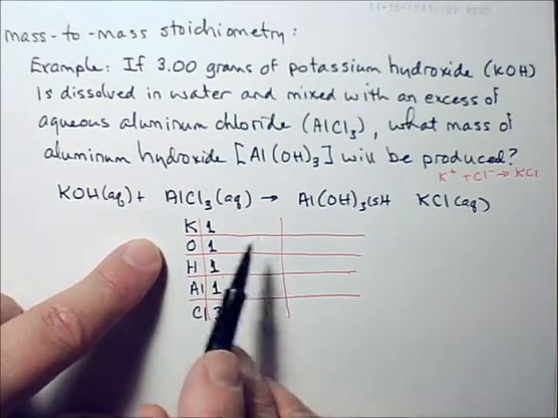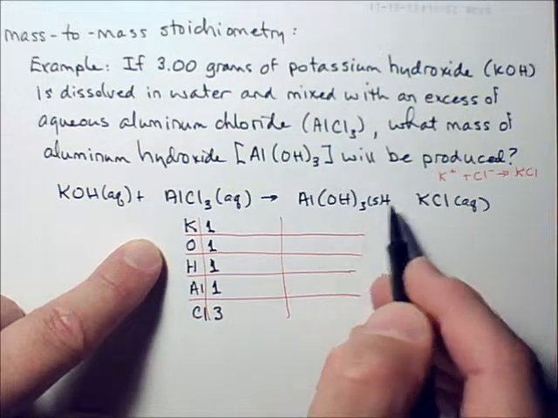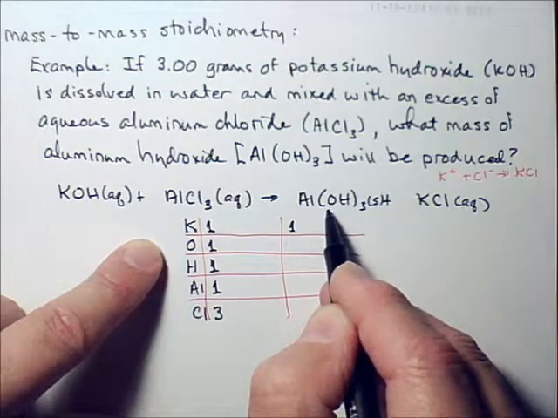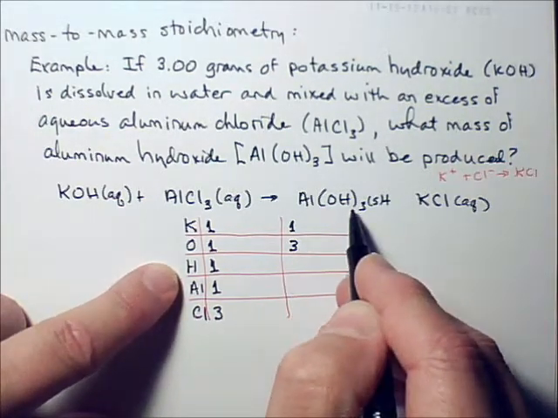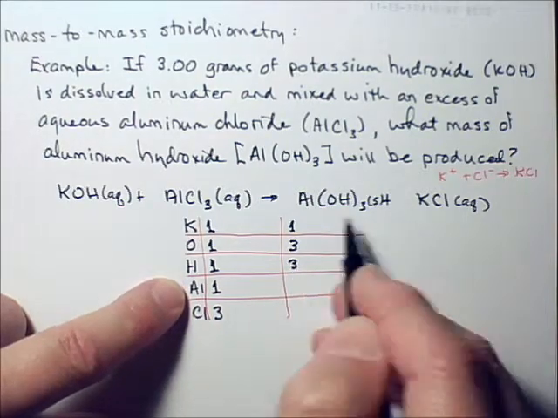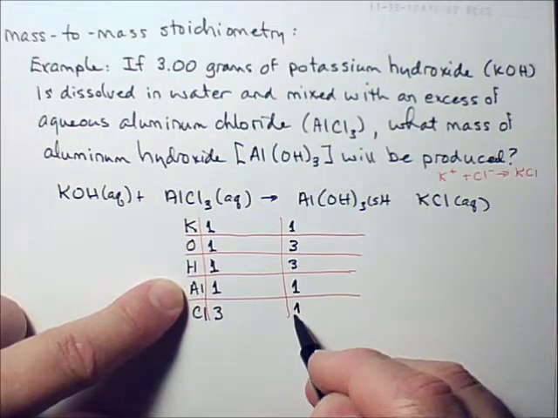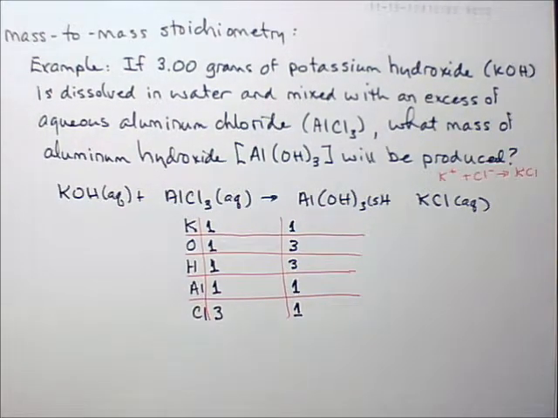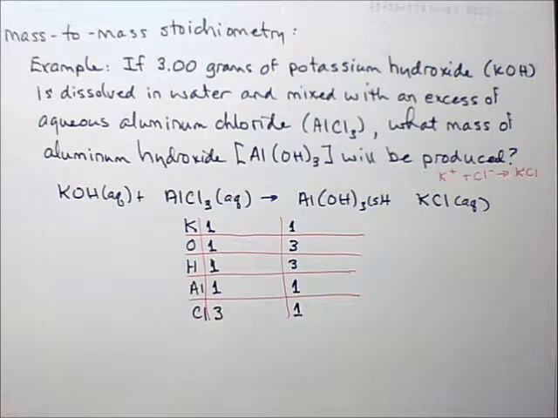And over on the right side, we're going to put those numbers in this column. We have 1 potassium. We've got how many oxygens? 3 oxygens, 3 hydrogens, 1 aluminum, 1 chlorine. Good. All right. So we want to try to get all the numbers of atoms to be exactly the same on both sides. And for that, we have to have coefficients.